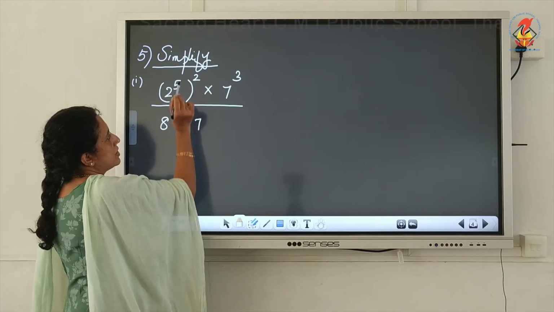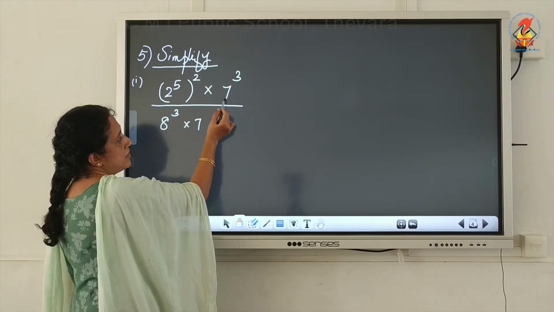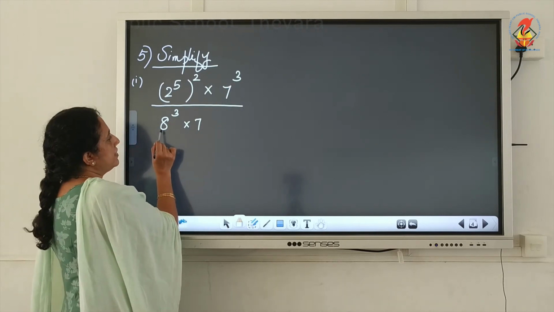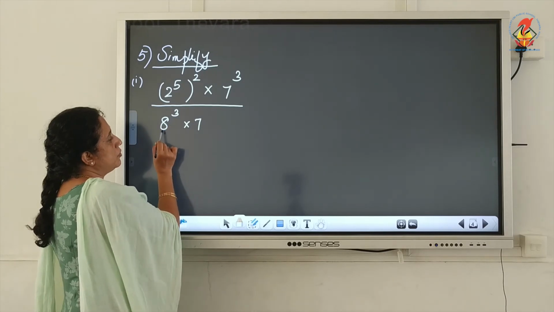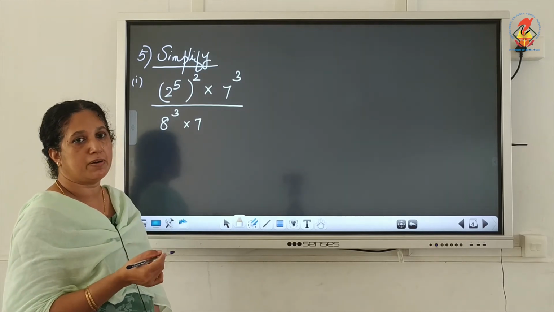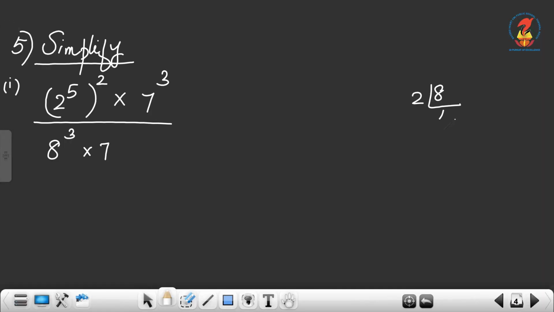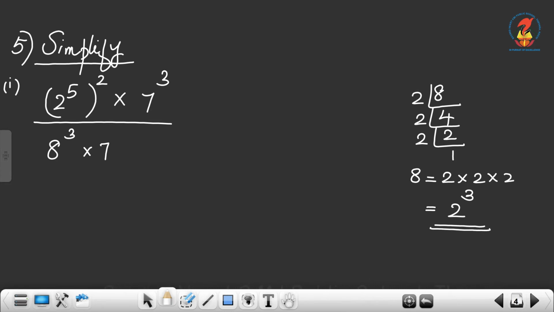2 raised to 5 whole raised to 2, 2 is the base, 2 is a prime number. 7 cubed, 7 is also a prime number. Then 8 raised to the power 3, 8 cubed. What about 8? 8 is not a prime number. So, we have to write 8 as the product of prime numbers. Then how can we write 8? When you factorize, 2 fours are 8, 2 twos are 4, 2 one time. So, 8 means 2 into 2 into 2. So, we can write 8 as 2 cube.